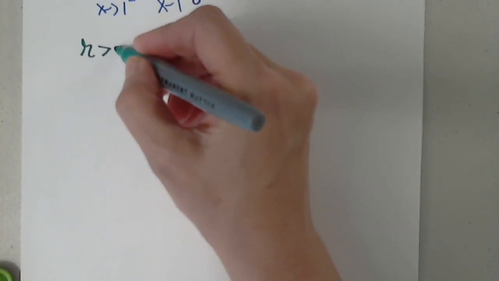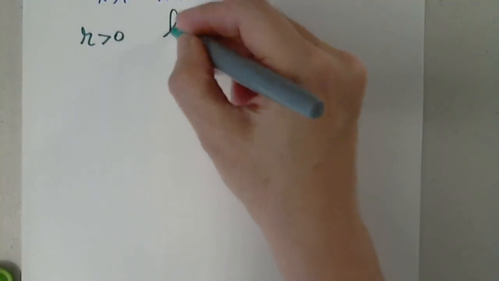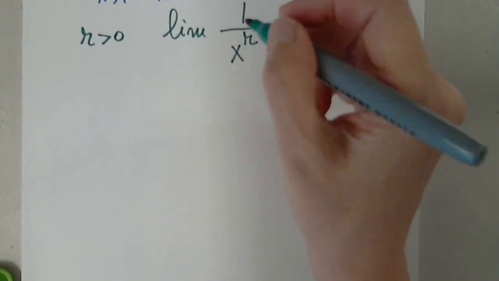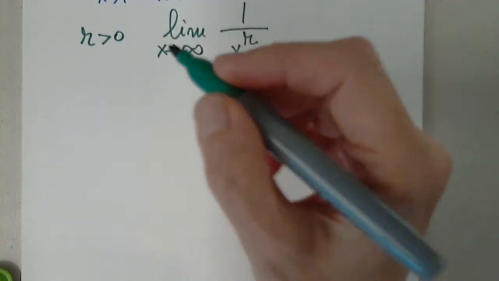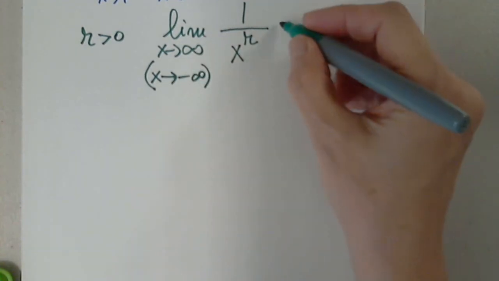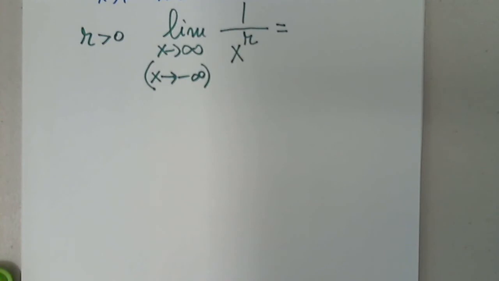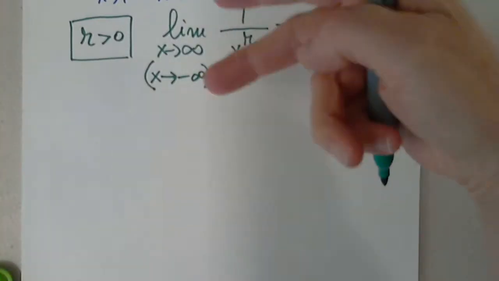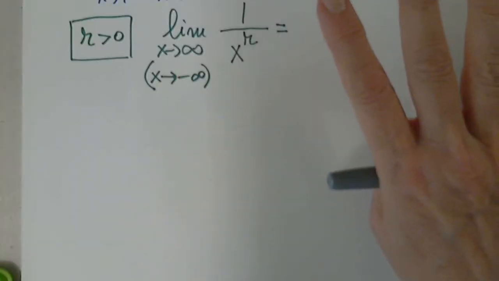Okay, so first let's establish a few things before we look at problems. Assuming that r is a number strictly greater than 0, what do you think about the limit of 1 over x to the r as x approaches infinity? I'll put in parentheses, or negative infinity. This is extremely important because if this power is negative, it goes back to the numerator. So it's a different story.